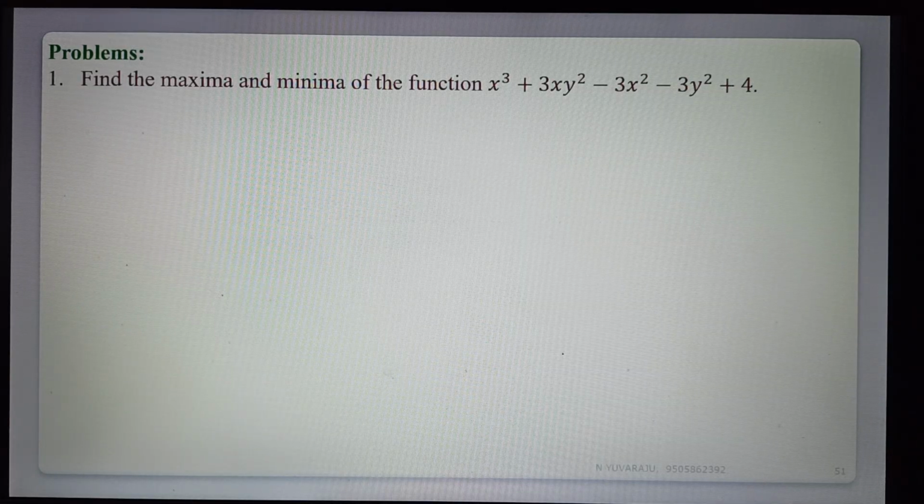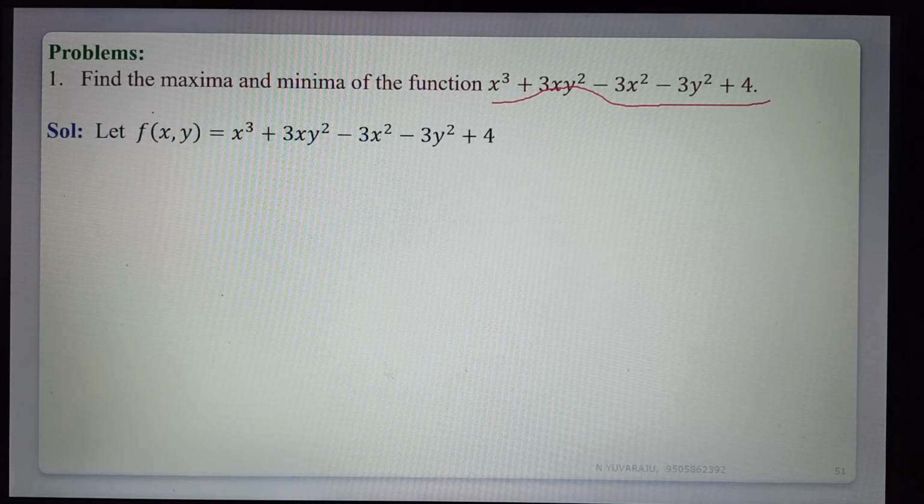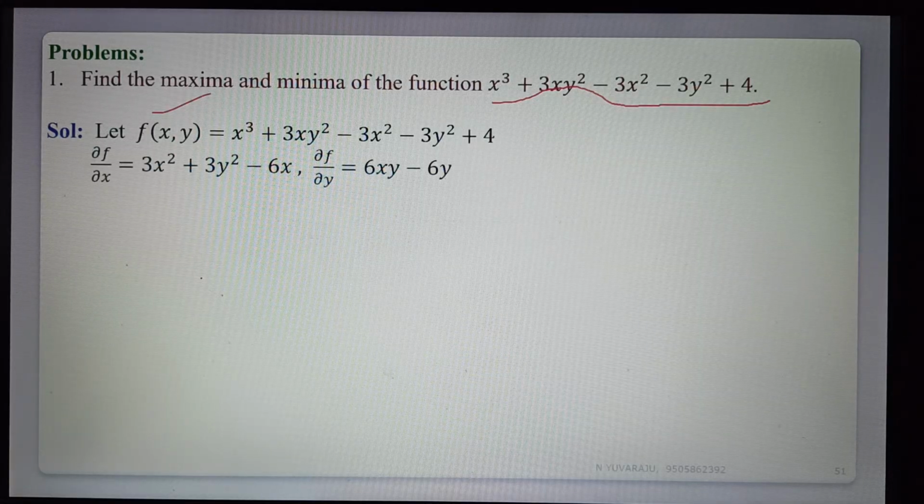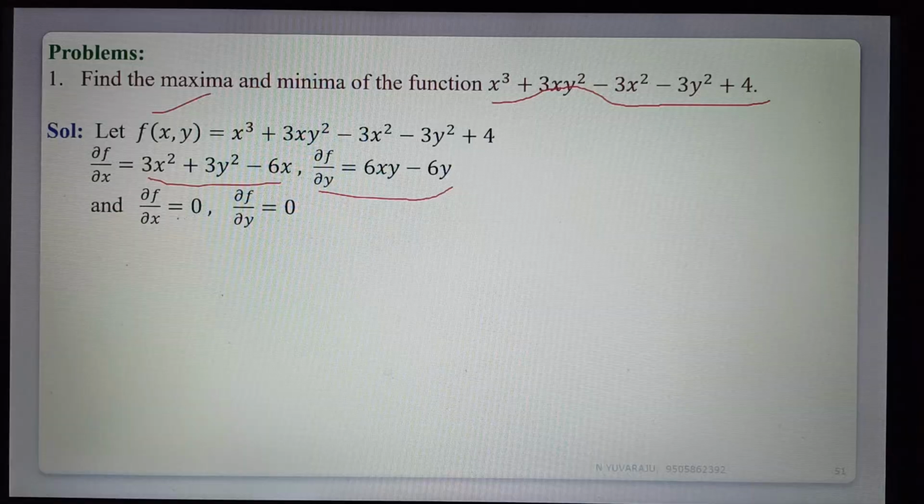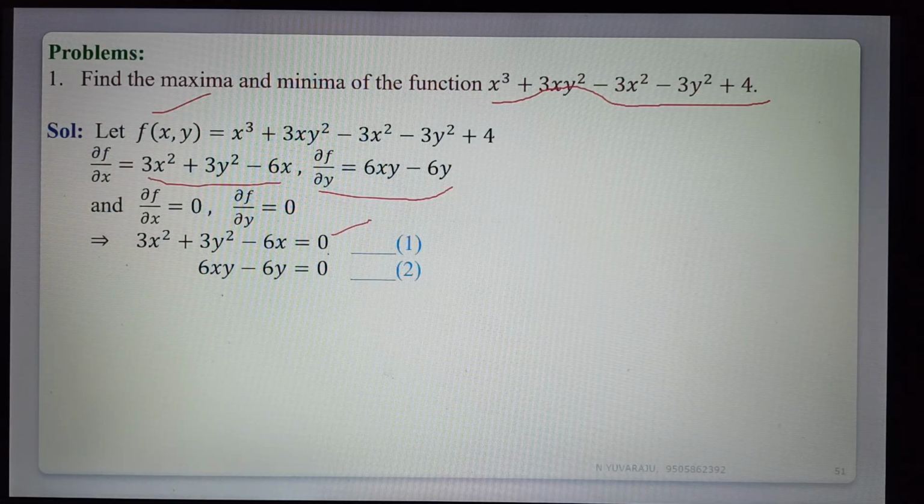First example, find the maximum and minimum of the function x cube plus 3xy square minus 3x square minus 3y square plus 4. Let the given function be f. First of all, finding dou f by dou x and dou f by dou y. So dou f by dou x is equal to 3x square plus 3y square minus 6x. Next dou f by dou y is equal to 6xy minus 6y. Equating both to 0: 3x square plus 3y square minus 6x is equal to 0, and next, second one, 6xy minus 6y is equal to 0.